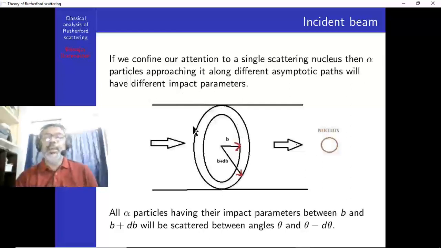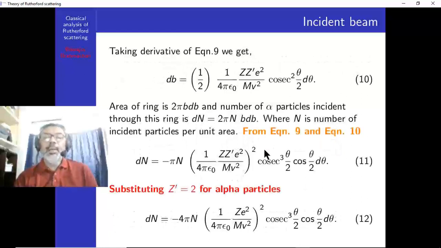So let us consider a ring. The area of this ring is 2 pi b db, and so the number of alpha particles crossing this ring will be 2 pi b db multiplied by n, where n is the number of incident particles per unit area.